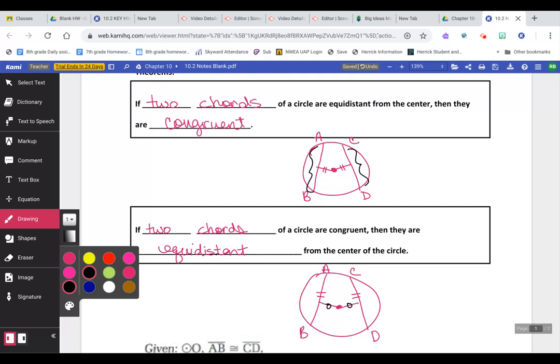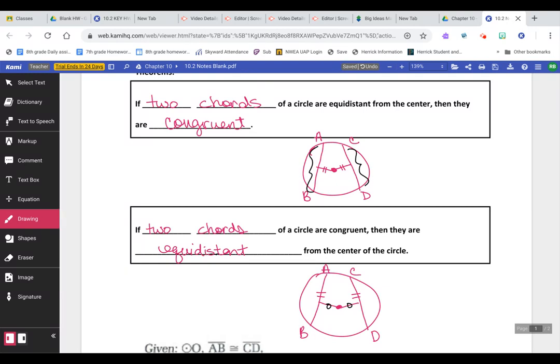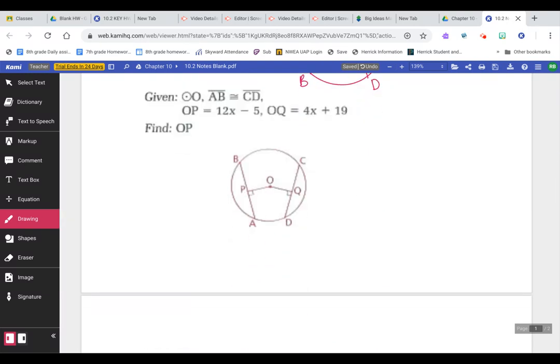All right, so let's use those theorems to answer a few problems. The first one, if we have circle O, and we know that AB is congruent to CD. They tell us that OP is 12x minus 5, and they tell us that OQ is 4x plus 19. So if we know those chords are congruent, then they're equidistant to the center.